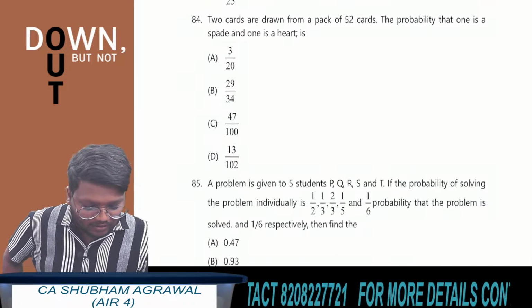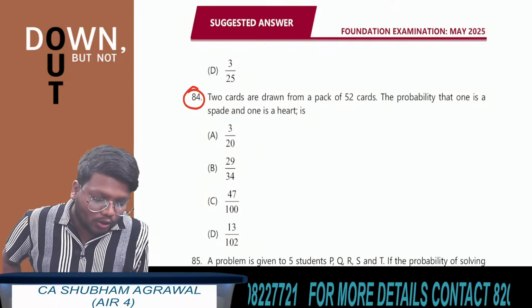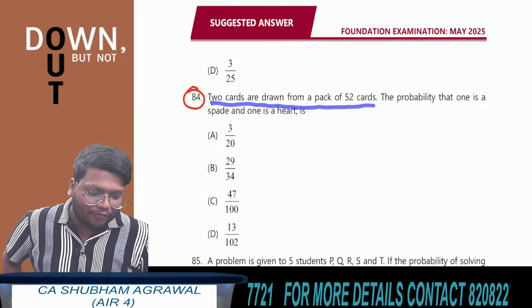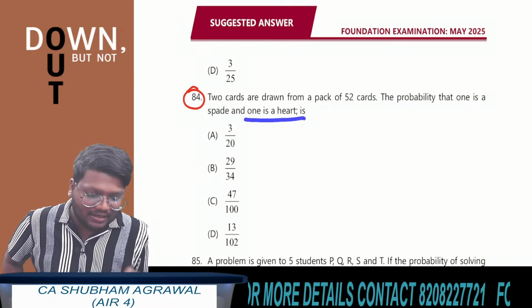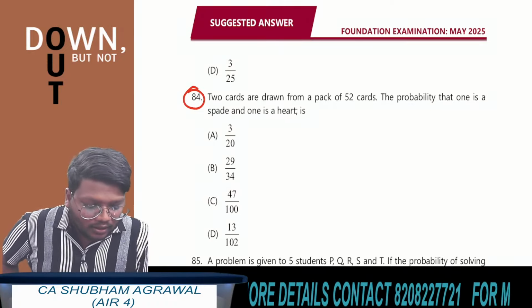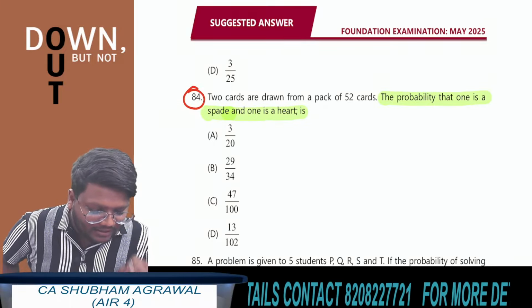Now we are solving question number 84. 2 cards are drawn from a pack of 52 cards. The probability that one is a spade and one is a heart is. Okay. What we have to find here? The probability that one is a spade and one is a heart.